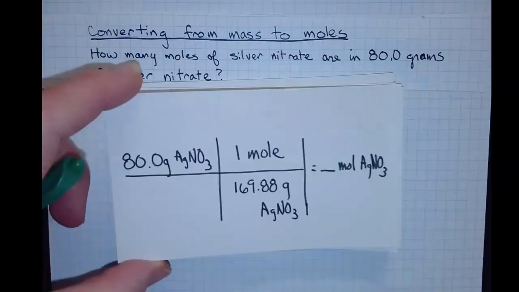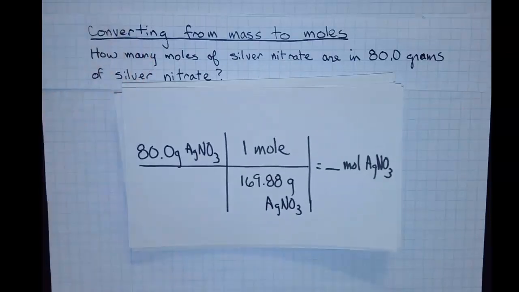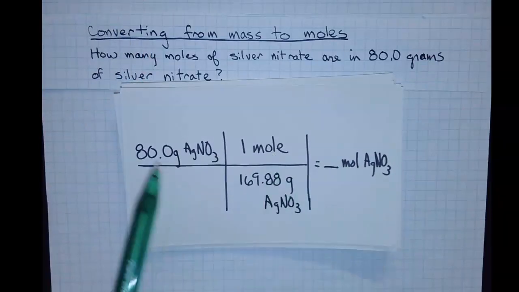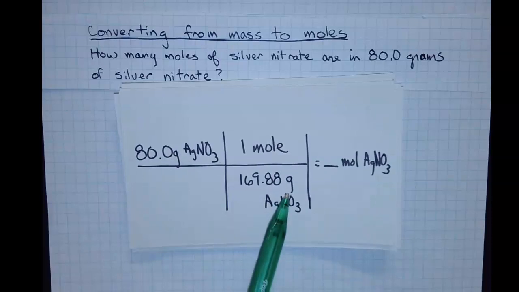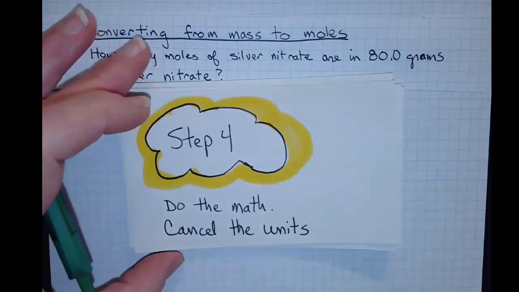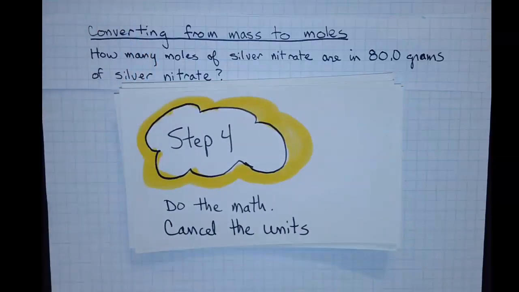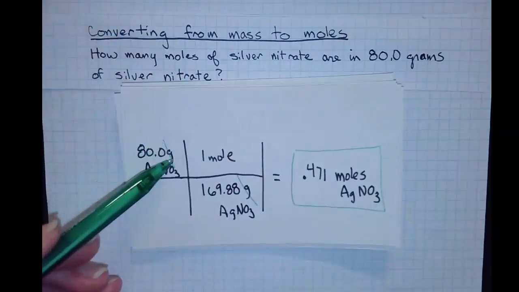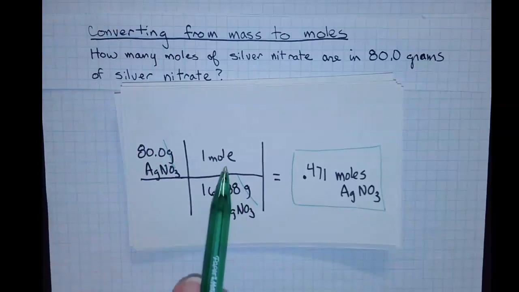Step 3, here's where we're going to do this. Set up the conversion factor so that those original units cancel and we're left with the desired units. I want moles, so I want the grams to cancel and be left with moles. Step 4, do the math and cancel those units. So here we go. I canceled the grams and I'm left with just moles.